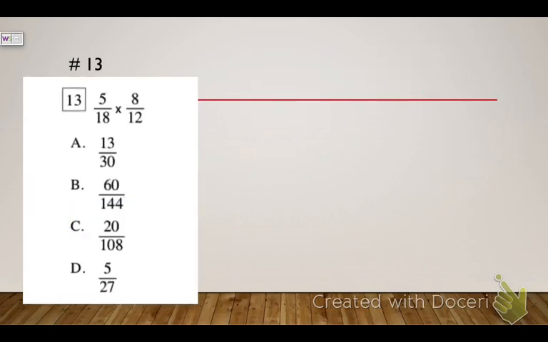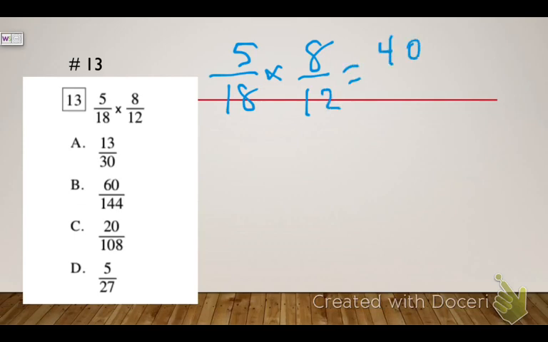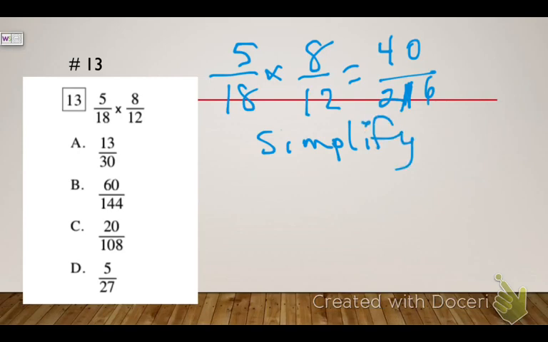Here we go. Alrighty, number 13. Same thing. We're gonna multiply. Now this problem was a little bit more crazy because we had bigger numbers, and some of us ended up with 40 over 216, which is good. But then you know what you got to do? You got to simplify. We need to be able to simplify. Now, are we ever going to see big fractions like this? I doubt it, but still, the point is, you should be able to.